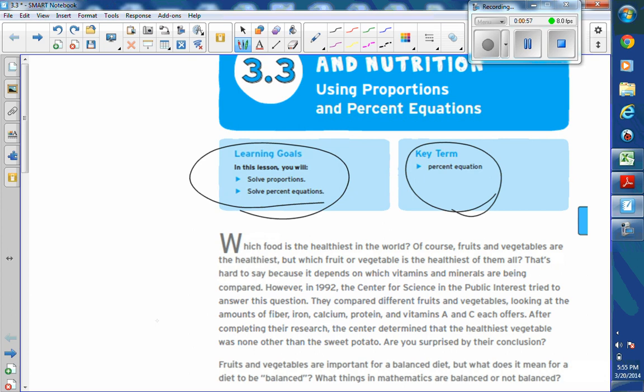Fruits and vegetables are important for a balanced diet. But what does it mean for a diet to be balanced? What things in mathematics are balanced or not balanced? So hopefully if you're thinking about some things in mathematics to be balanced, you might think back to our algebra unit. What kind of things did we balance there? Hopefully you're thinking about equations. Well, we're going to get into that today, but now with just percents.